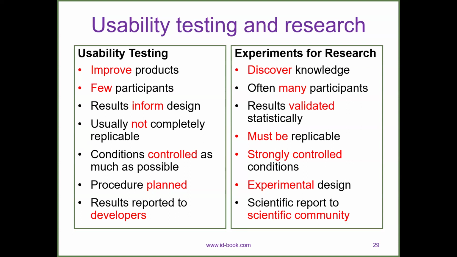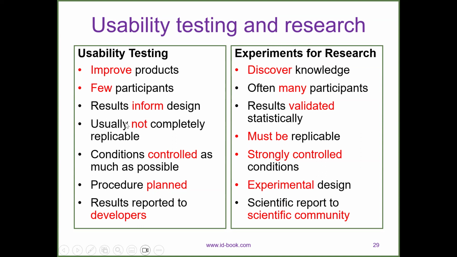Now, let us see the practical differences between usability testing and research. Usability testing helps you to improve the product. A research experiment helps you discover knowledge. In usability testing, few participants are sufficient. However, in a research experiment, the more participants, the better. In usability testing, results inform designs. In a research experiment, results are validated statistically.